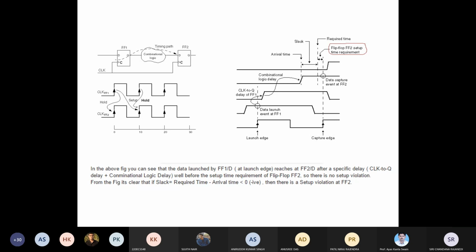It happens due to the delay. If the design is not done with proper timing, then after the combinational logic delay the data is available after the required time, and required time minus arrival time becomes negative. At that time the slack becomes negative. So if slack is negative, there is a setup violation, and if slack is positive, there is no setup violation.